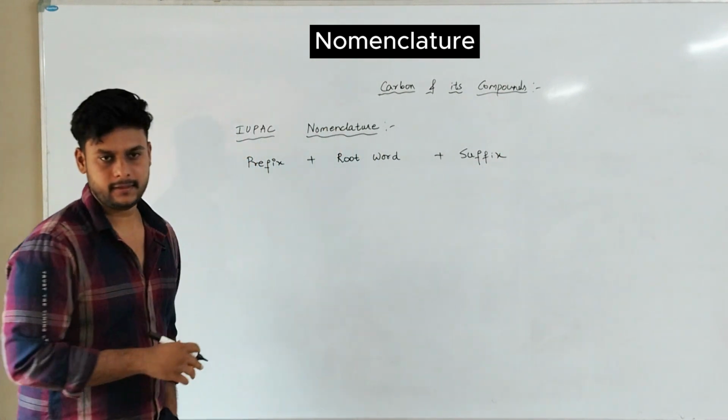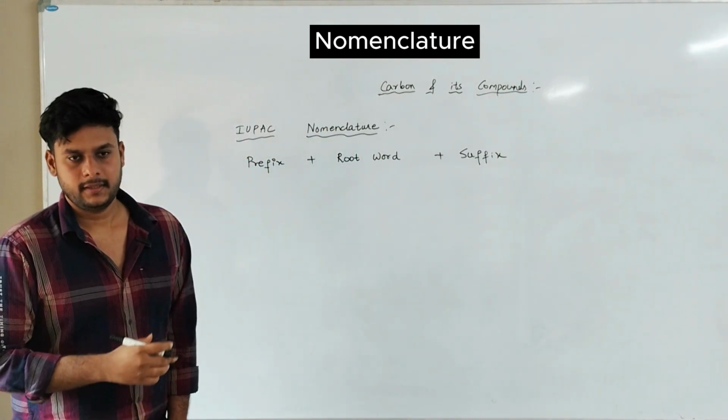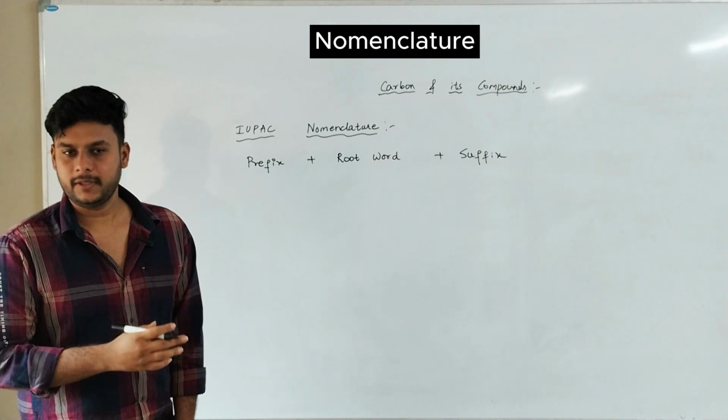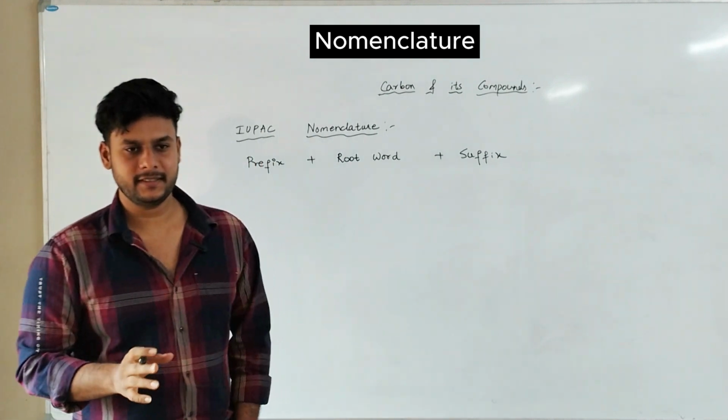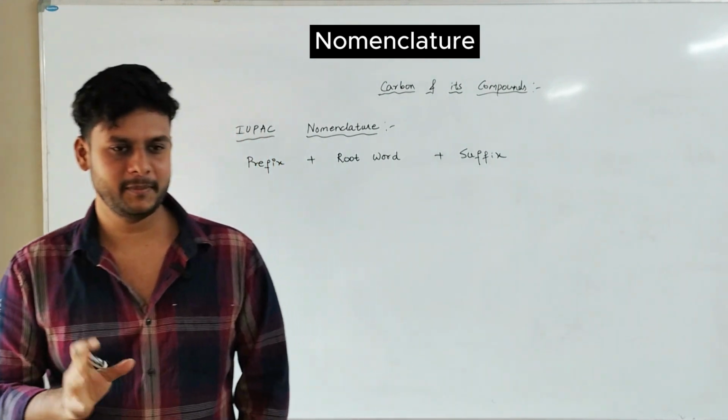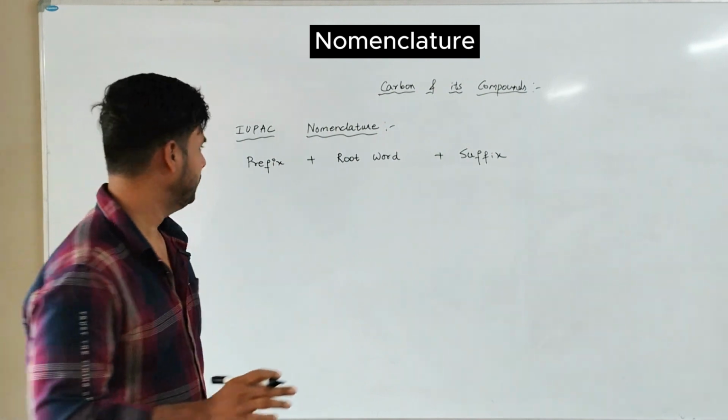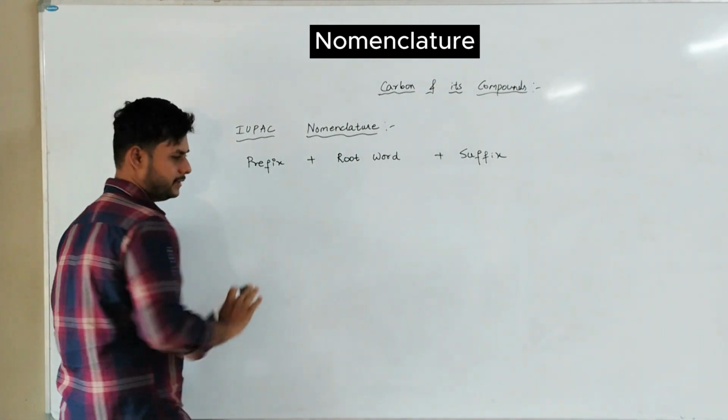Prefix means it's at the beginning. Root word means the middle name. So you should know all the three components. Then only you can name the baby. If you miss anything, you can't name properly. So first prefix, we will understand one by one.